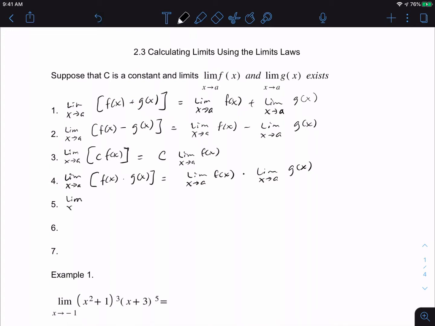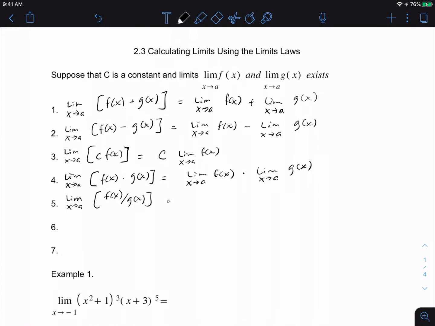Since the product rule works, obviously division will have to come into play. The quotient rule tells us that the limit of one function divided by the limit of the other function is the same as taking the quotient of the functions and then taking the limit. You'll get the same answer.